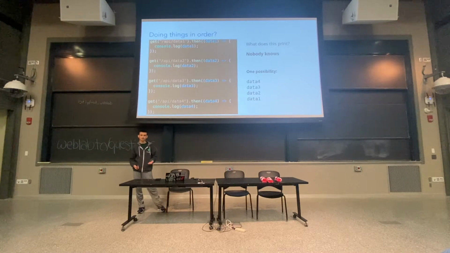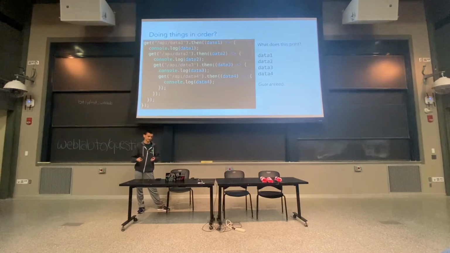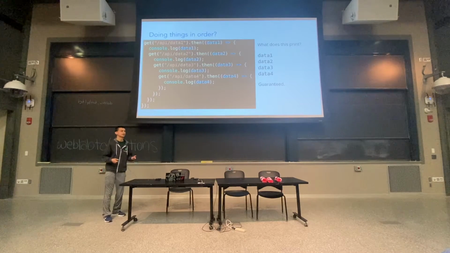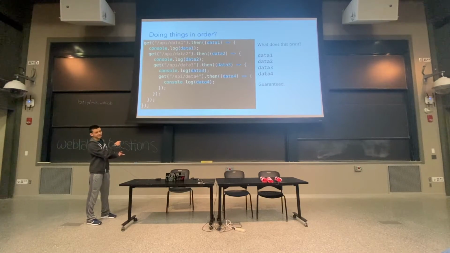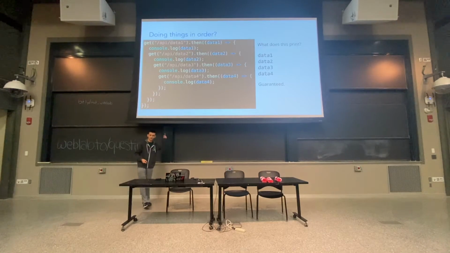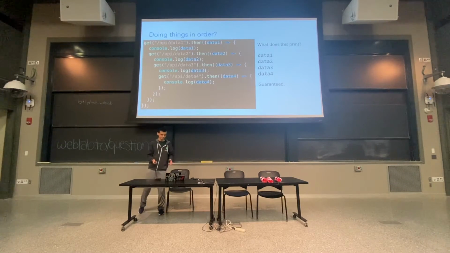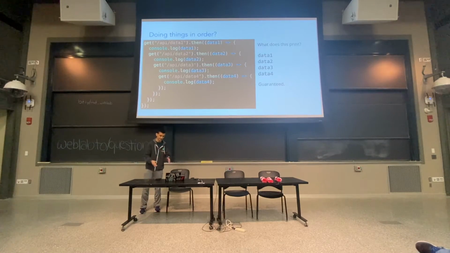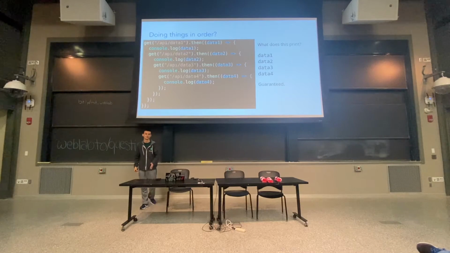One thing you could do to force an ordering is something like this. Now this is kind of ugly, but try to process what's going on here. I get data 1. Once that's done, then I get data 2. And then I get data 3. This will always print out 1, 2, 3, 4. This is guaranteed because of this nesting behavior. So 1, then 2, then 3, then 4.